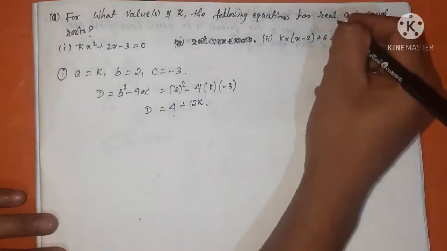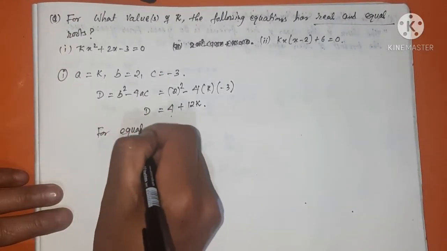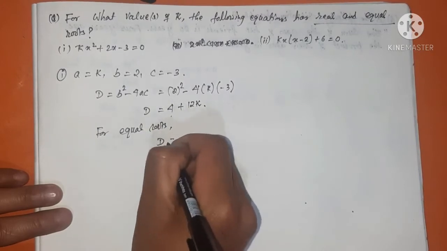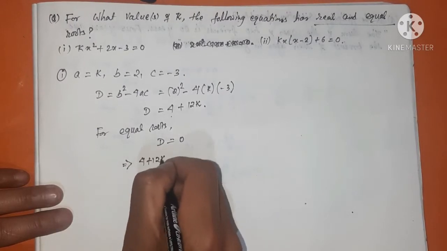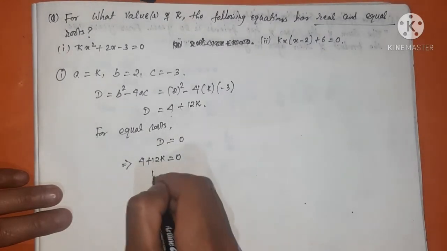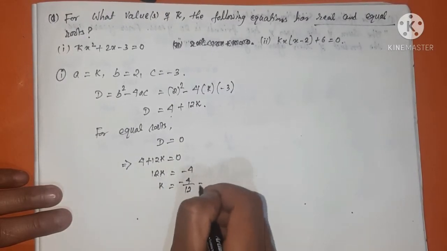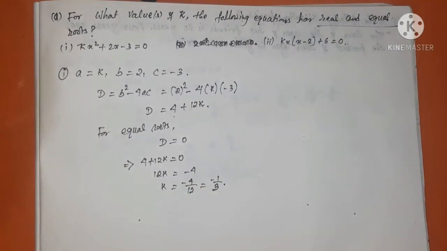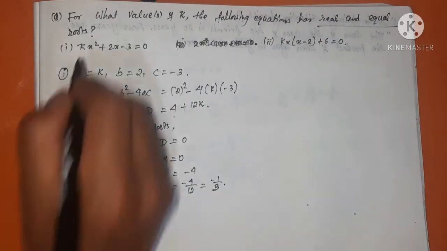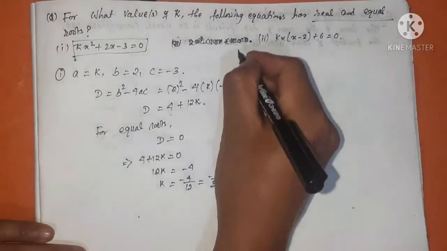But it is given that it has real and equal roots. So now for equal roots, d must be equal to 0. Very simple condition. That means 4 plus 12k must be equal to 0. That gives you 12k equals minus 4, or k is minus 4 by 12, that is minus 1 by 3. Very simple to get. So for the given equation to have equal and real roots, k must be equal to minus 1 by 3. Very simple. Let us solve the second equation.